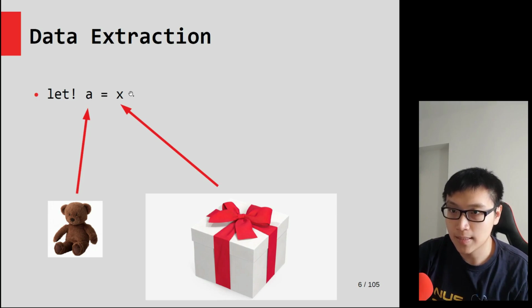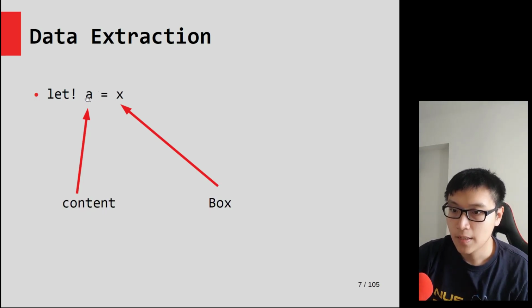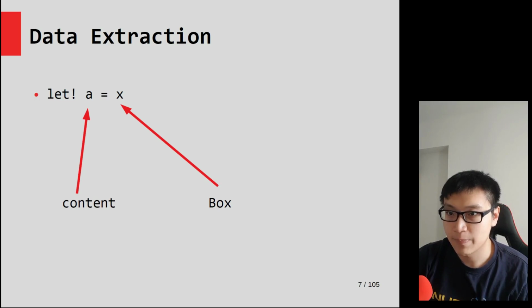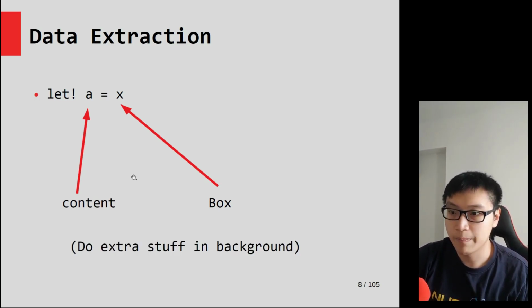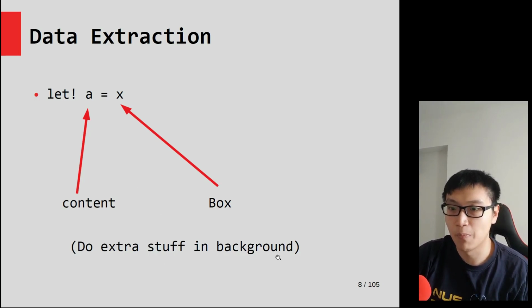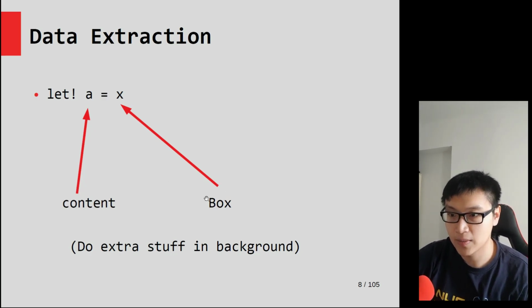So when you see this expression, you should think x is a box and a is the content inside the box. And also, when you see an expression like this, you should have something in mind that we are doing more stuff in the background. There are actually more things going on than just extracting something out of a box.